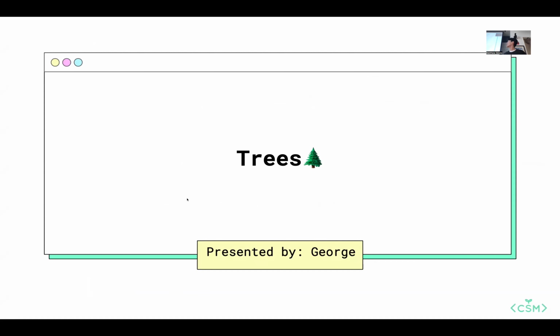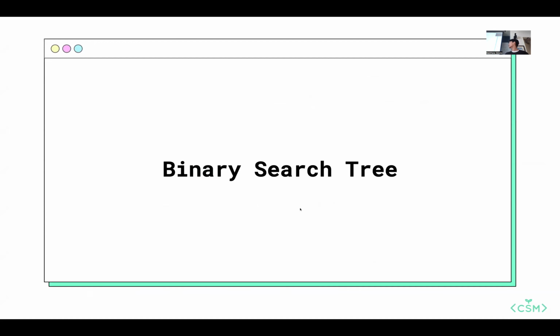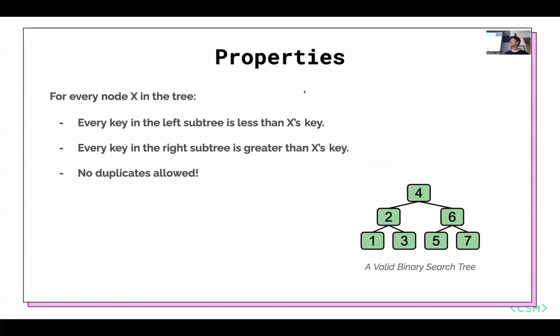All right, so we'll be going over trees. Our first tree structure is the binary search tree. Some of the properties of a binary search tree are that for every single node X, the keys in the left subtree are going to be less than X's key, and the keys in the right subtree are going to be greater than X's key. And there are no duplicates. So these are how you can check if your binary search tree is valid.